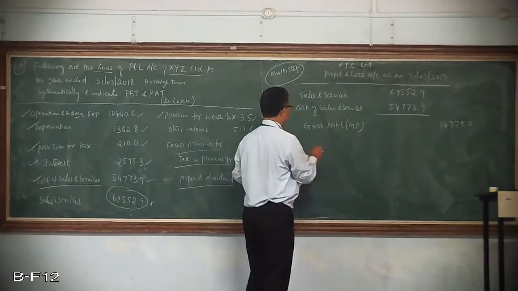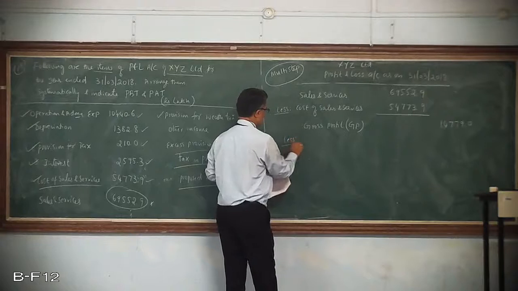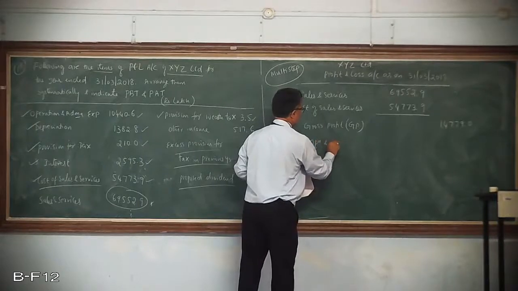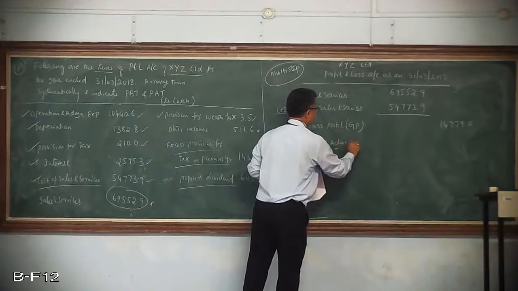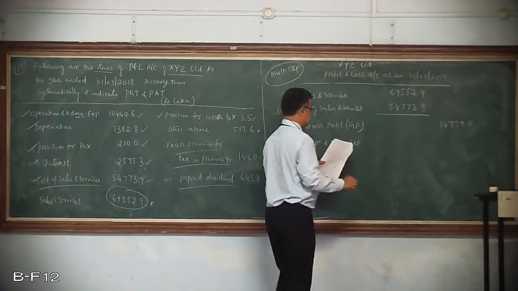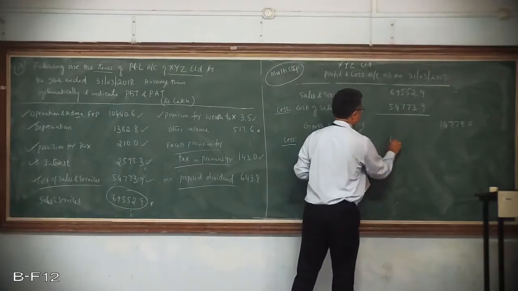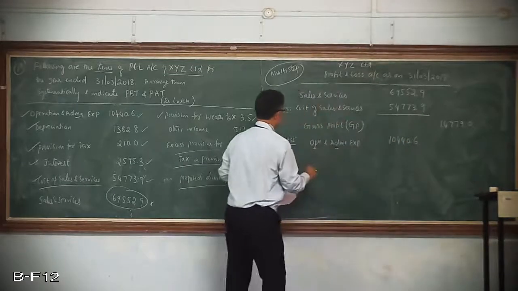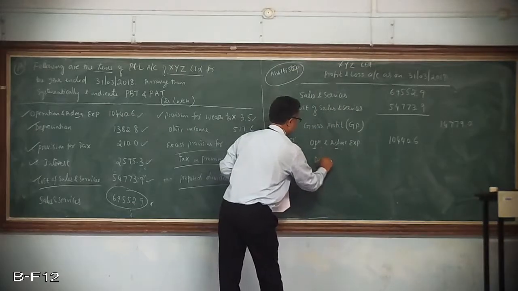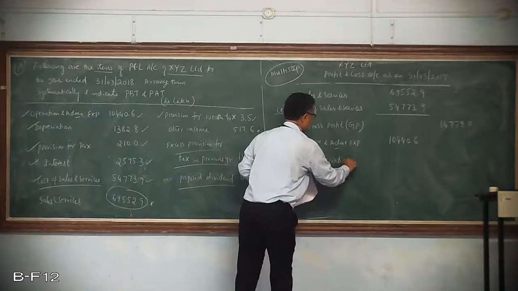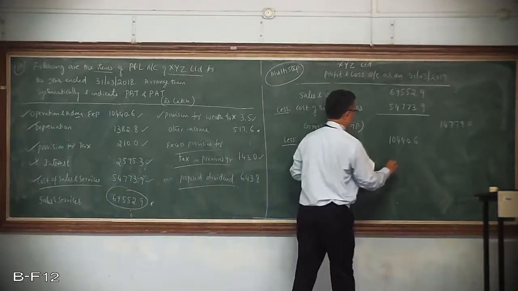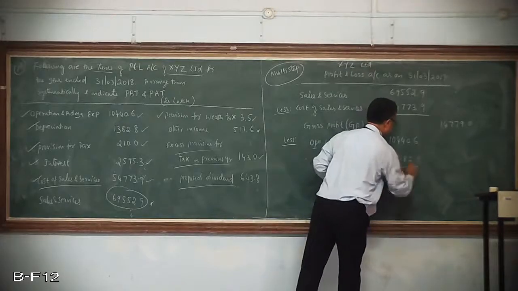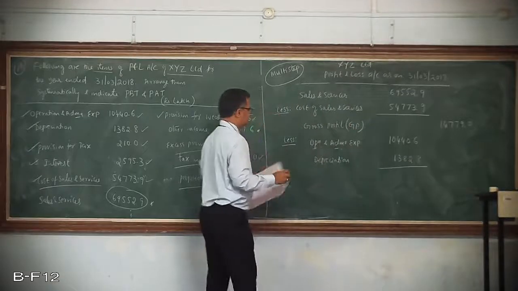Next, from gross profit, less operating and administrative expenses, that is 10,440.6. Next, less depreciation, 1382.8. So you are going to get the operating profit.